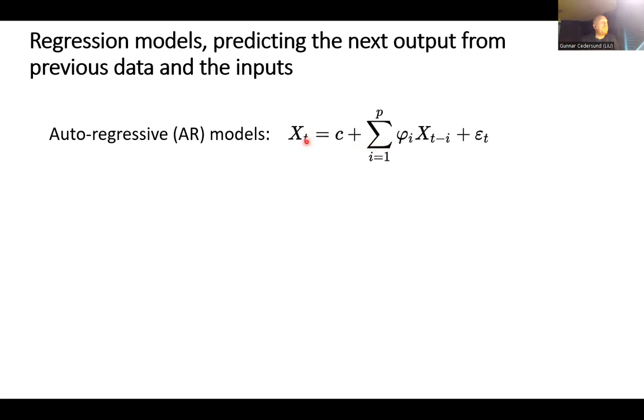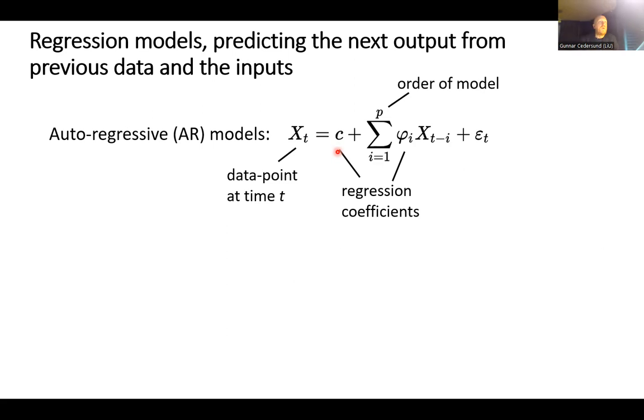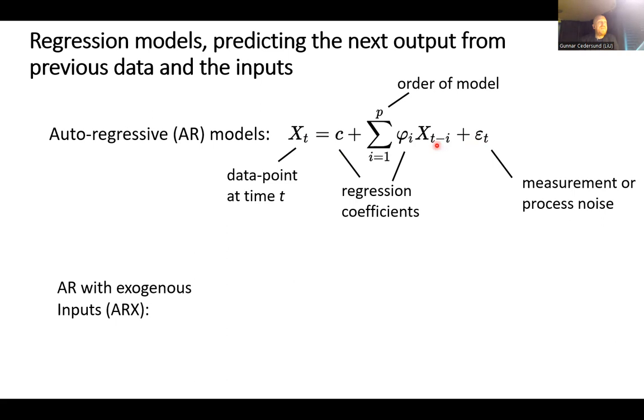Here, this is the simplest. This is just autoregressive. There is no input here, so it's just AR. And here, what we want to do is to predict the time point at time t. At our disposal, we have some regression coefficients, which tell us how to combine the previous data points, the x of t minus i here, which is one or more time points back in time. And here the order of the model is how many steps in time back do we go? And C here is a particular type of regression coefficient that is a constant that doesn't depend on the previous time points. But these phi's here tell us how to combine the previous time points.